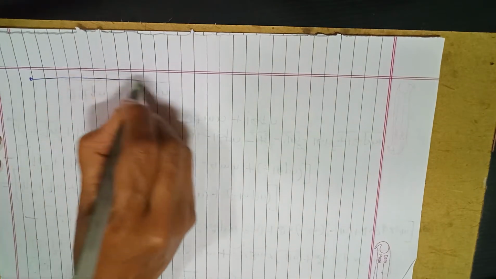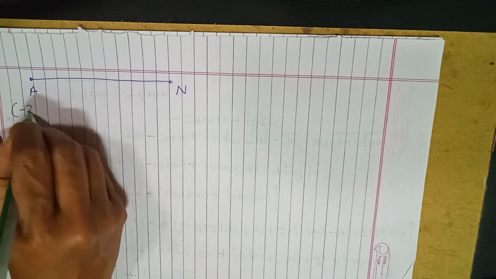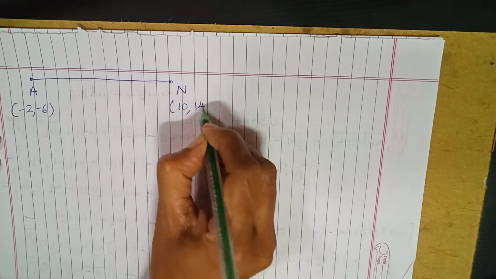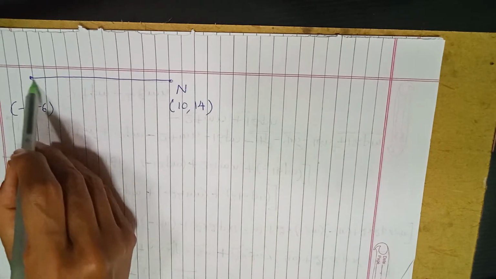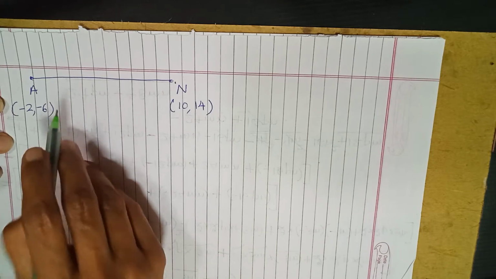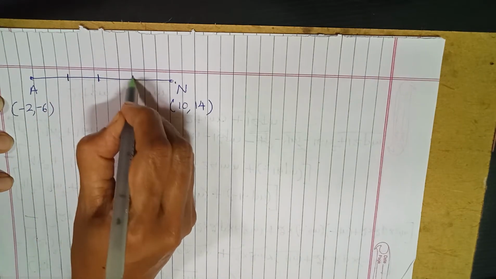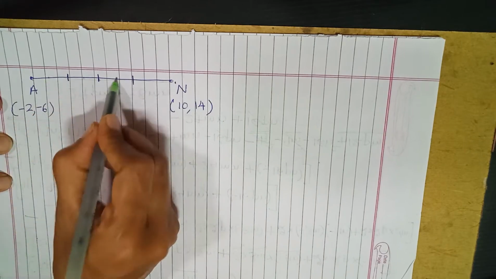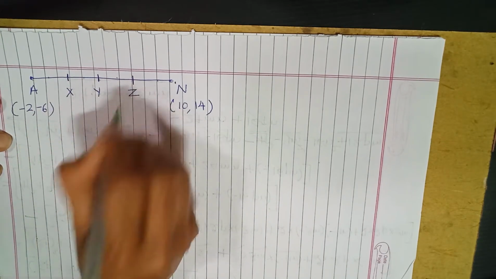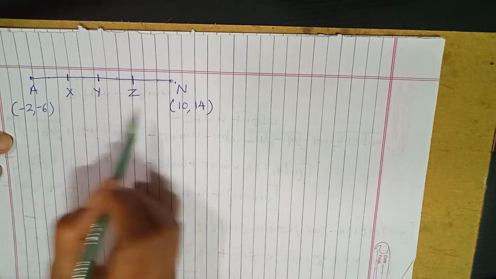So let us say I have again a segment AN where A is (-2, -6), N is (10, 14), and now the question says that this segment is getting divided into 4 equal parts. Now to divide into 4 equal parts, you can see we require 3 points. Then only you can have 1, 2, 3 and 4 parts. So let us say I have X, Y and Z. These are the 3 points which I require to find out.